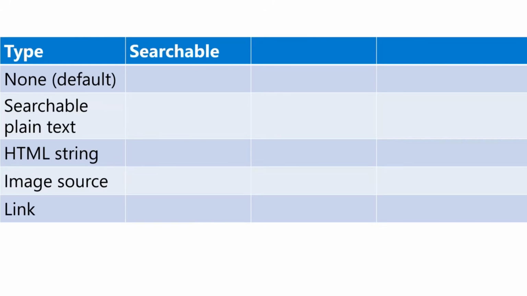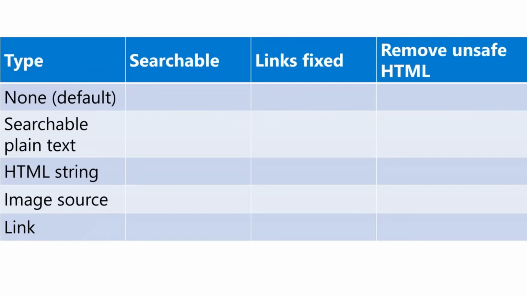Now, what happens is it changes the behavior of your content. Depending on the content you're providing, it could be searchable. It could automatically fix the links on your site, on your web part, or it could remove unsafe HTML. SharePoint does that automatically with your properties for your web parts. So if you say none, obviously your content's not going to be searchable. Your links are not going to get fixed. Your HTML is not going to be fixed because you didn't specify those indexes.